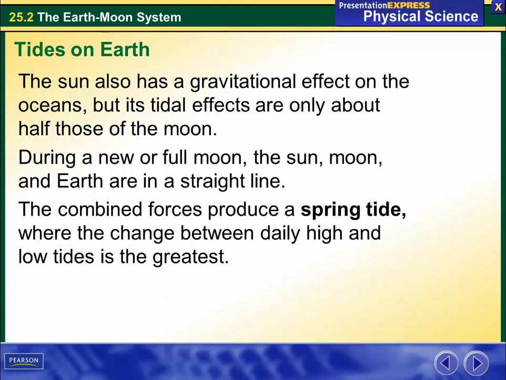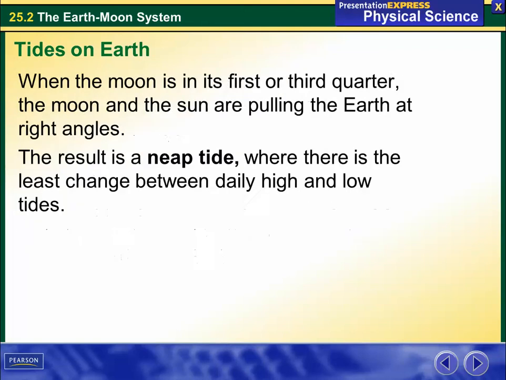During a new or full moon, the sun, moon, and Earth are all in a straight line. This produces what's called a spring tide, where the change between daily high tides and low tides is the greatest. So again, kind of associated with those eclipses, kind of a similar thing going on with the pull of the tides as well.